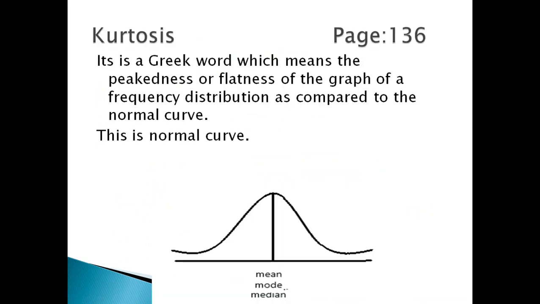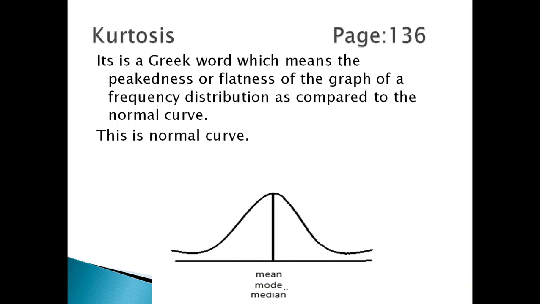Now the last topic for your chapter number 4 is kurtosis. You can find this topic, kurtosis, on page number 136. So what is kurtosis? It is a Greek word which means the peakedness or the flatness of a graph of a frequency distribution as compared to the normal curve.